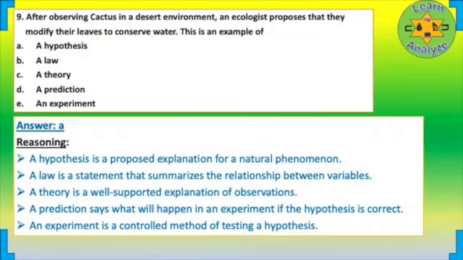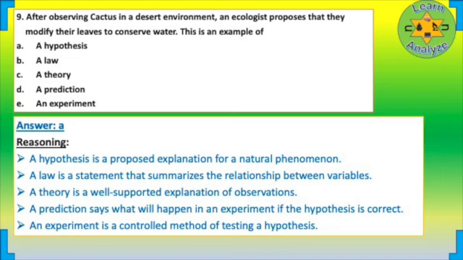Question number 9. After observing cactus in a desert environment, an ecologist proposes that they modify their leaves to conserve water. This is an example of option A, a hypothesis, option B, a law, option C, a theory, option D, a prediction, option E, an experiment.